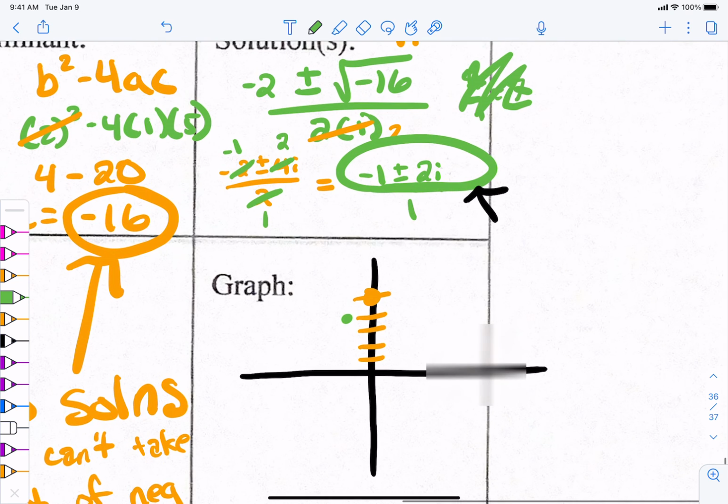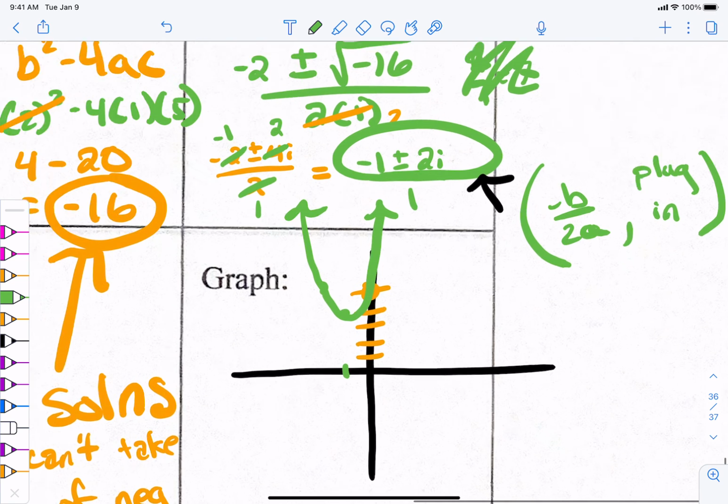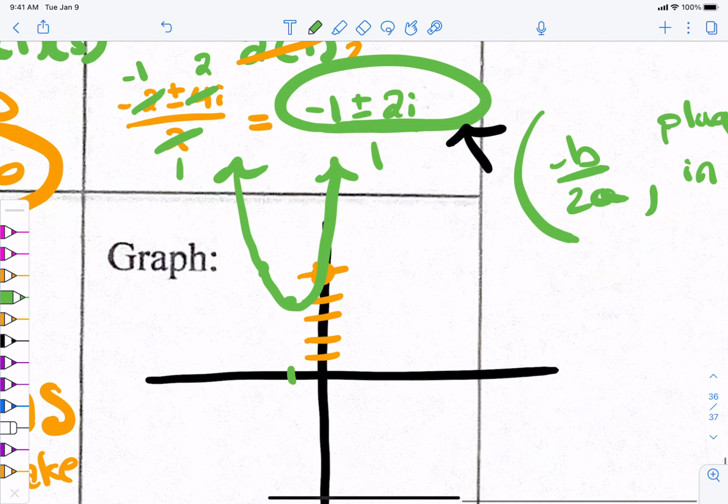Okay, so if you do the negative b over 2a stuff, and then plug in, Tate did that for us, 6th period. Tate did that for us. He got negative 1 comma 4, and so this is what our parabola looks like. So thank you, Tate, for doing that, and Mackenzie did part of it. She said negative 1. Okay, all right, good.